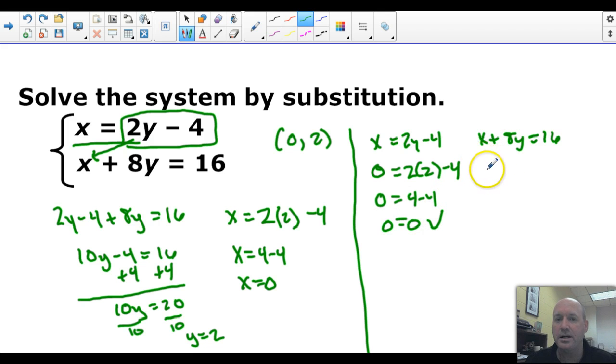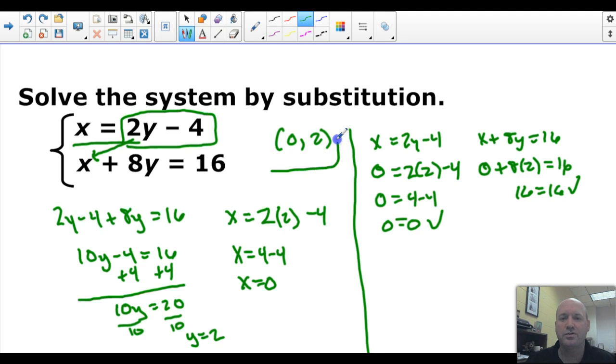And we're going to do the same thing here, okay? So 0 plus 8 times 2 equals 16. 16 equals 16. (0, 2) does make both equations true. Therefore, (0, 2) is the solution to the system.